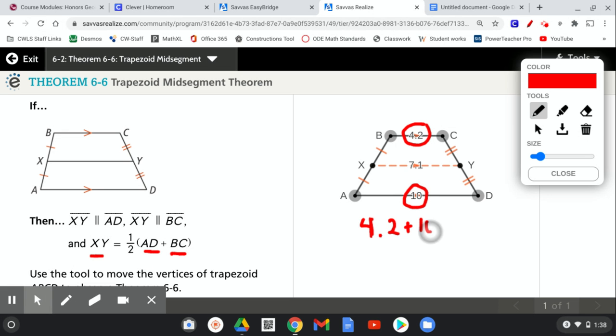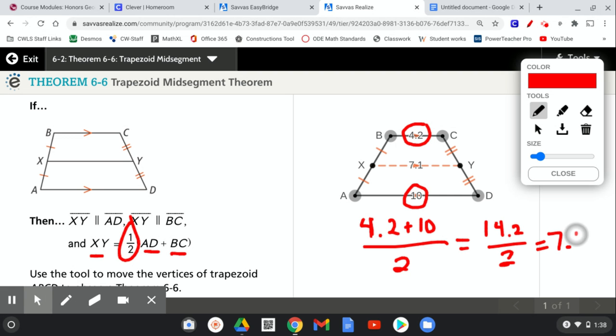plus 10, and if we're multiplying by 1/2, it's the same thing as dividing by 2, so I'm just going to divide it by 2, okay? It's easier for me to solve than multiplying by 1/2. So when we do 4.2 plus 10 divided by 2, we get 14.2 divided by 2, which would give us 7.1, and that is the length of the mid-segment here. So that's how we found it. We just added up the bases and divided them by 2.